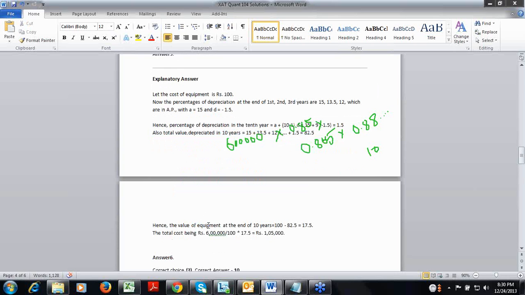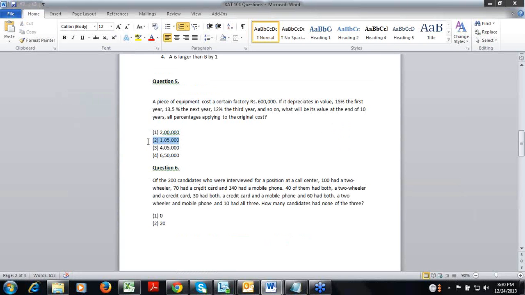So what will be left after 82.5 depreciation? It will be 17.5% of the original thing. 17.5% of the original is 1,05,000. We have an option with 1,05,000. Yeah, we have option number 2. We'll go ahead and mark option number 2, 1,05,000. That will be the value of the equipment after 10 years.